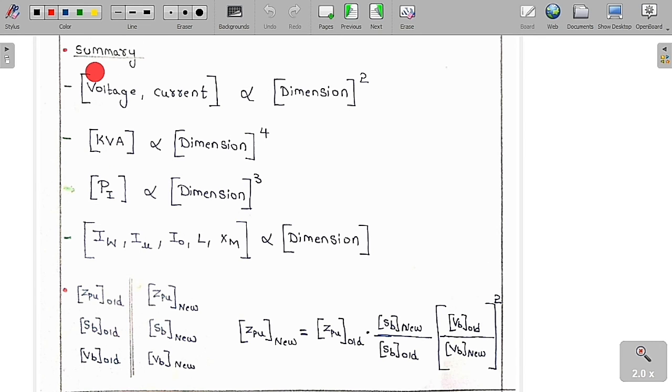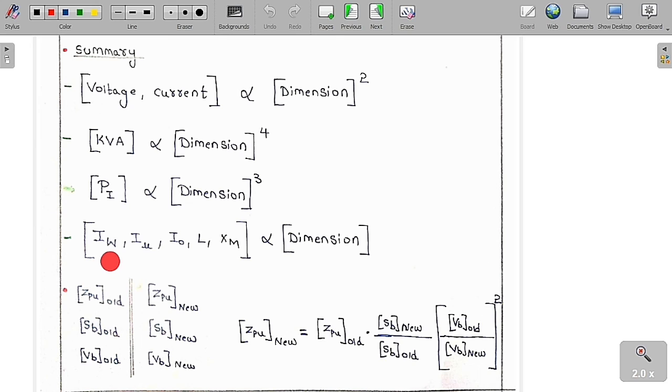So let me give you a small summary. I have already told you the voltage rating and the current rating are always directly proportional to dimension square. Similarly, the KVA rating is nothing but a product of the voltage and current, so it is a product of dimension square. Dimension square times dimension square is dimension to the power of 4. Iron loss is directly proportional to the volume of a core. Volume has 3 dimensions, so dimension whole cube.